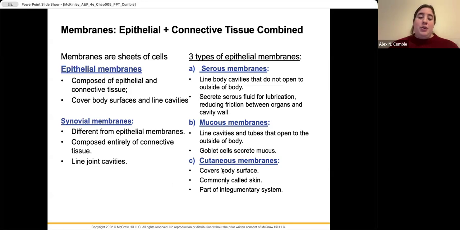And then the next chapter we're going to go into is the skin, and we call the skin a cutaneous membrane. It covers the body's surface and is part of the integumentary system. And when we get into the two layers, the epithelial layer for the skin is going to be the epidermis, and the connective tissue layer is going to be the dermis. So that's what's going to be coming next in our future chapter.